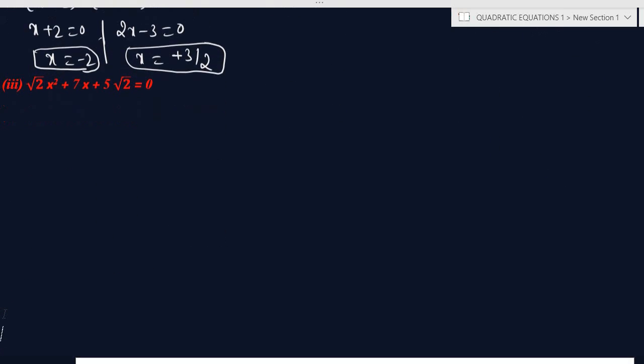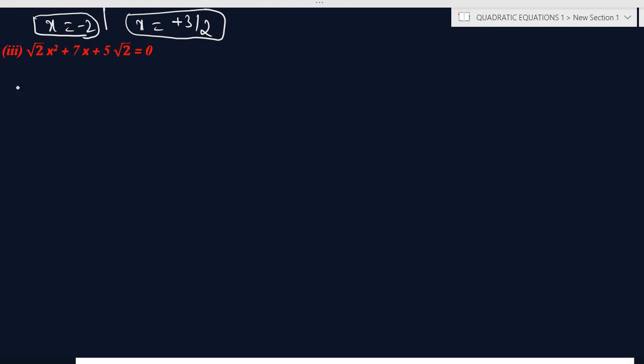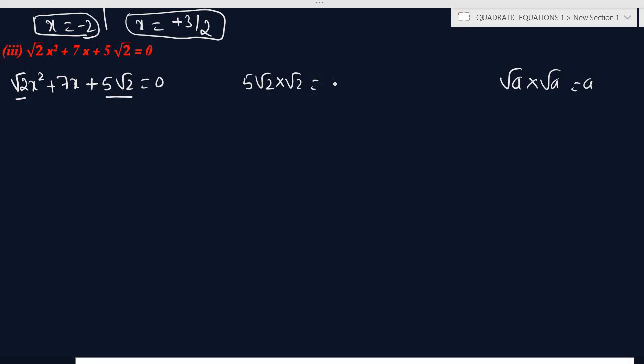See, the next question is √2x² + 7x + 5√2 = 0. Here, I'll multiply this 5√2 with √2. 5√2 into √2, how much is it? Already you know √a into √a is giving how much? a. So this becomes 5 into 2, how much is it? 10.